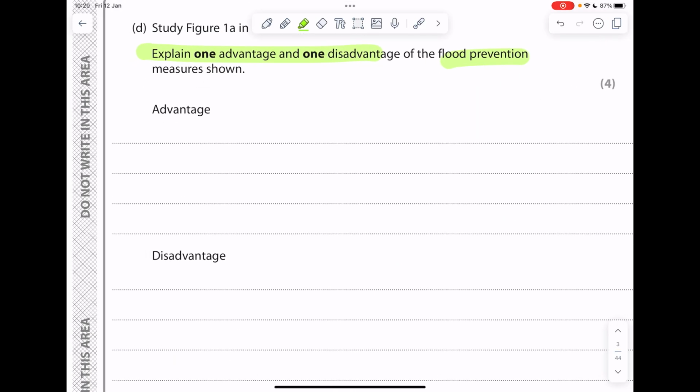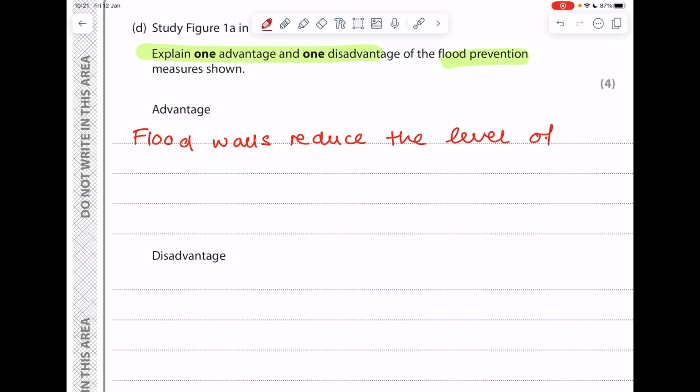So we're going to start with the advantage, which is that flood walls reduce the level of damage caused by floods, potentially saving lives.